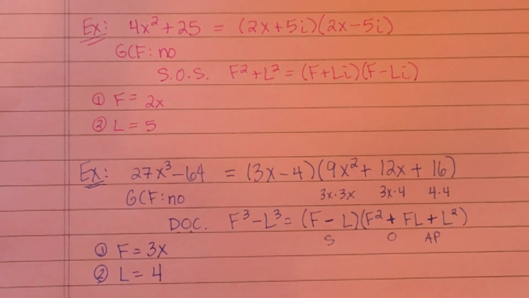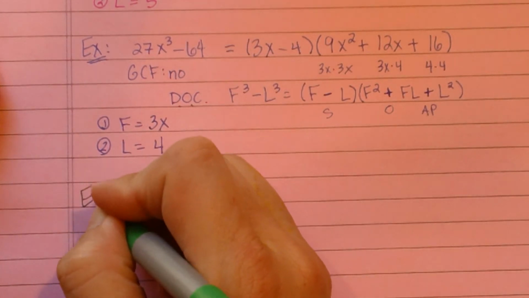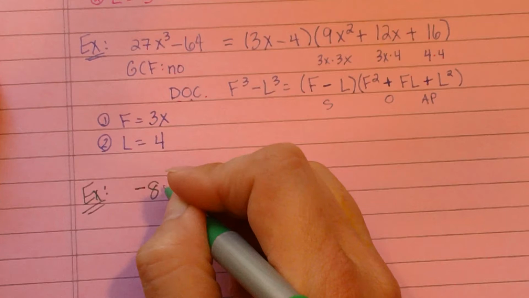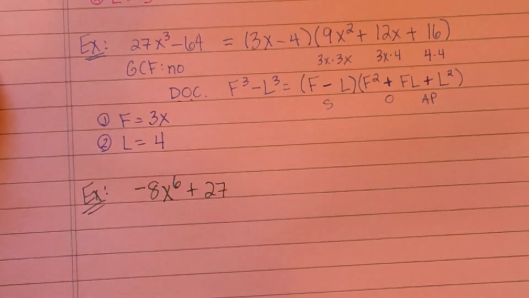So far, so good. This is, drum roll please, the last example that we are going to do for special cases of binomials. I know you're going to be disappointed when it's over, but it's been a fun journey. Here's our last example. Negative 8x to the 6 plus 27.